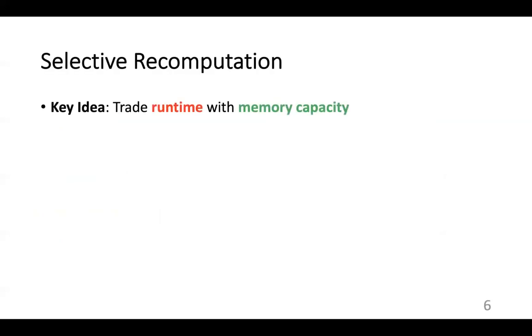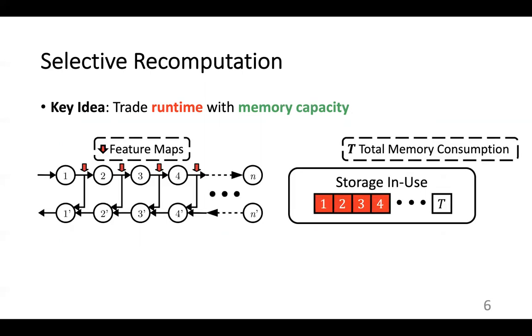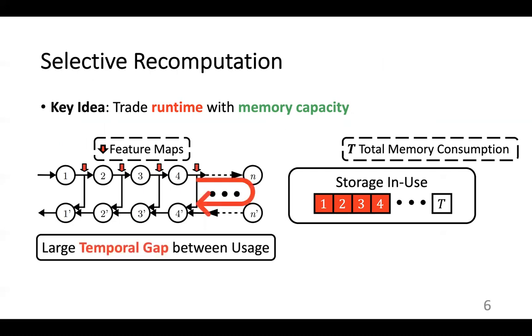The key idea behind selective recomputation is to trade runtime with memory. Consider this simple neural network where we have 4 operator nodes whose outputs are stashed as feature maps. Because there is a large temporal gap between the time when the feature maps are generated during the forward pass and the time when they are used during the backward pass, those feature maps have to be stashed persistently in memory, contributing to the total memory consumption, T.